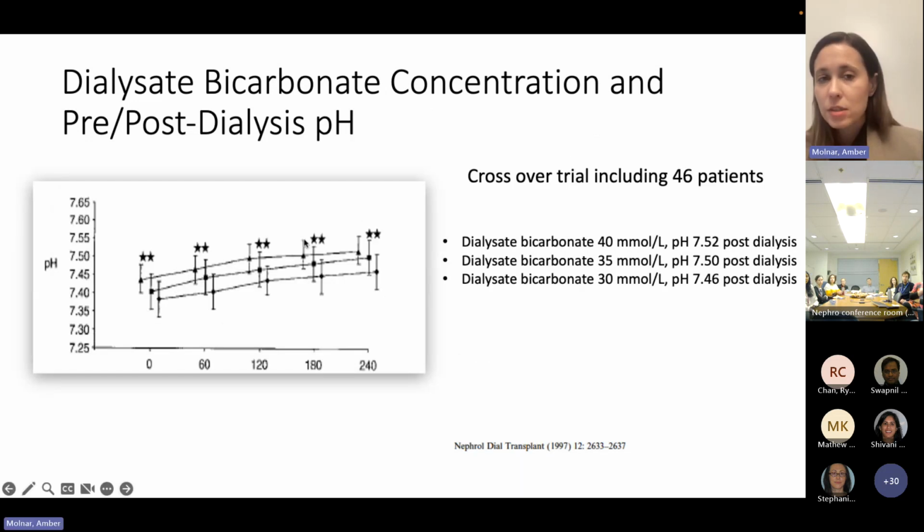So what about pH? This has also been looked at in some small trials. So this is a figure from a crossover trial that included 46 patients, and they compared 3 different dialysate bicarbonate concentrations. On the bottom, you have those in the lowest concentration group of 30 millimoles per liter. They were on average coming into dialysis with a pH of 7.38. Those in the highest concentration group of 40 millimoles per liter were coming into dialysis with a mean pH of 7.42. By the end of dialysis, patients in the highest concentration group had a pH of 7.52, so they were leaving dialysis with a metabolic alkalosis.